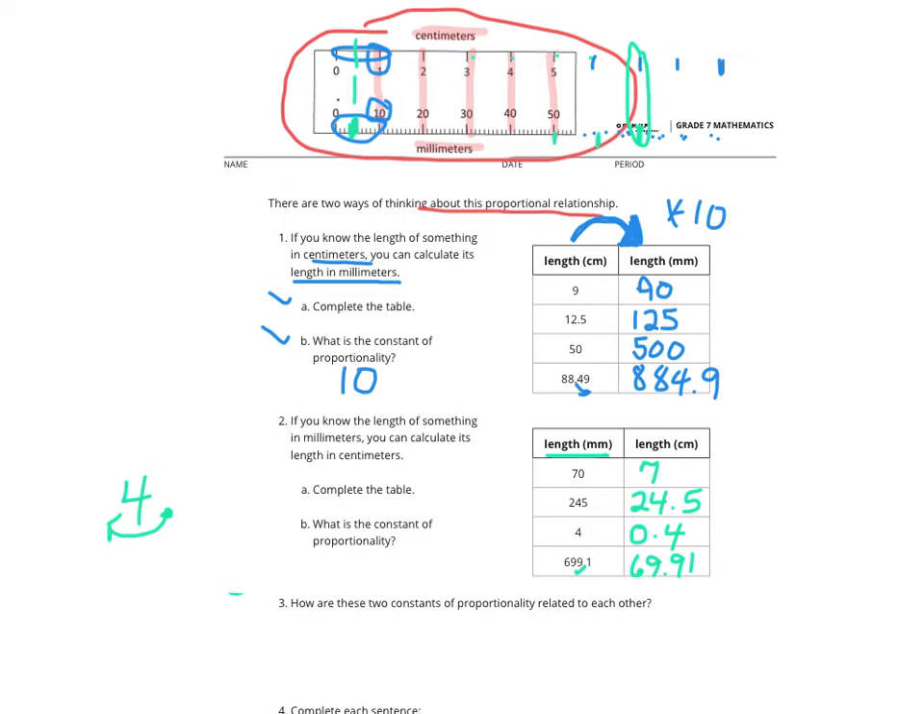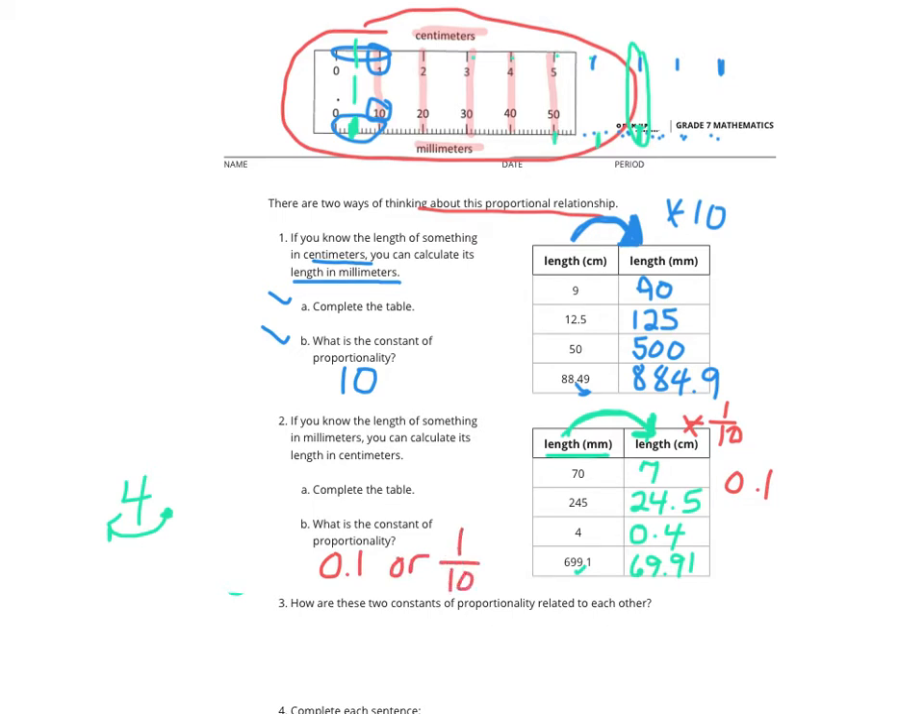Okay? What is the constant of proportionality this way? Now remember, when we talk constant of proportionality, we're talking about what do we multiply by. So we're clearly dividing by 10, but if we're dividing by 10, that's the same as multiplying by 1/10 or by 0.1. So our constant of proportionality here would be 0.1, or if you want to, you could say 1/10.